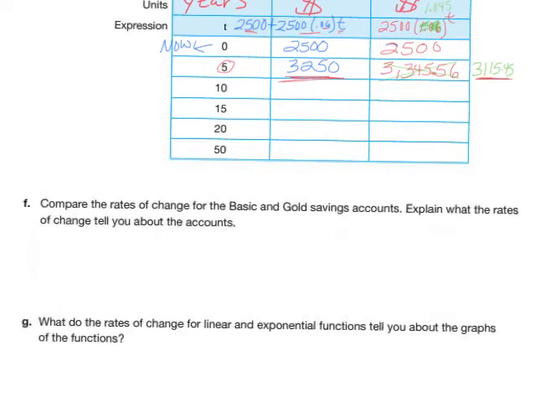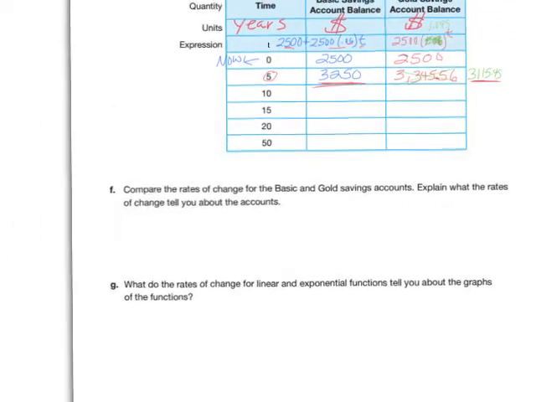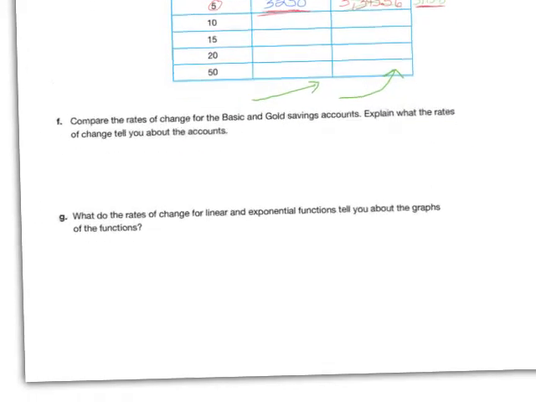Assuming that you finish the rest of these right here, you want to compare the two to explain what the rates can tell you about the accounts, and answer question G. What do the rates for linear and exponential functions tell you about the graphs? Okay. So remember, this one will create this kind of function, and this one will create this kind of function. So it's going to be going up slow at first, increasing exponentially later, hence the term exponential.